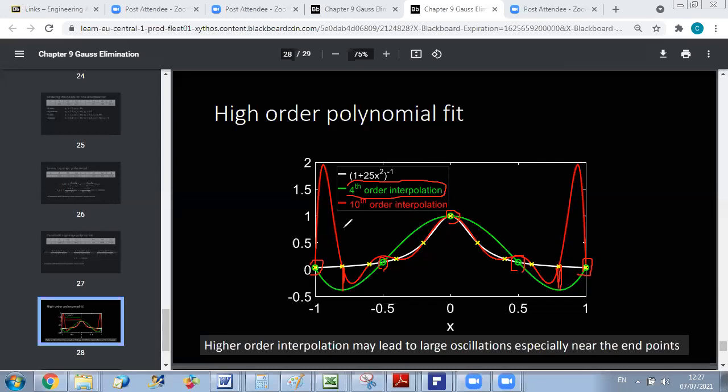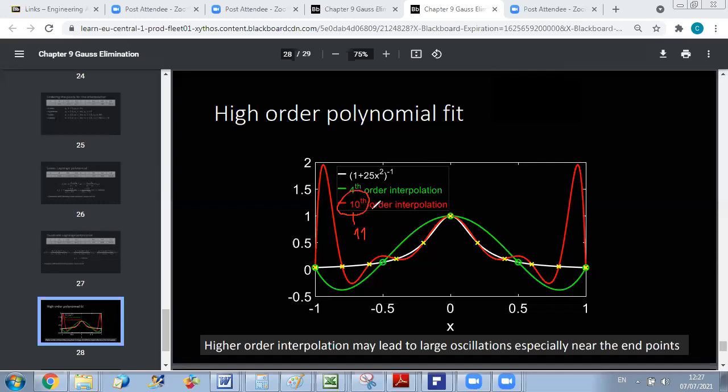While if we do a 10th order interpolation to try to enhance the results, what will happen is the following. Since I want to do a 10th order interpolation, I will now need 11 points. The number of points is always equal to the order plus 1.